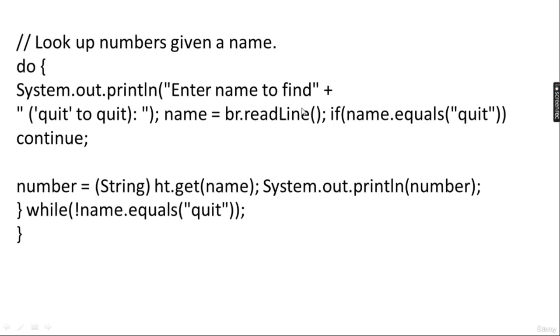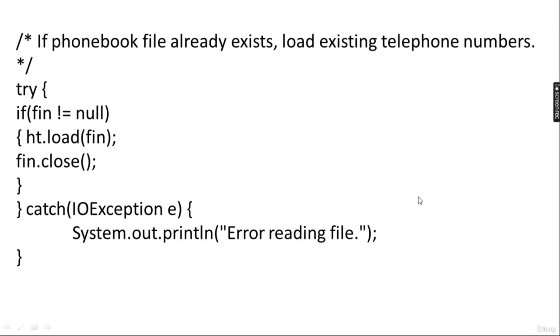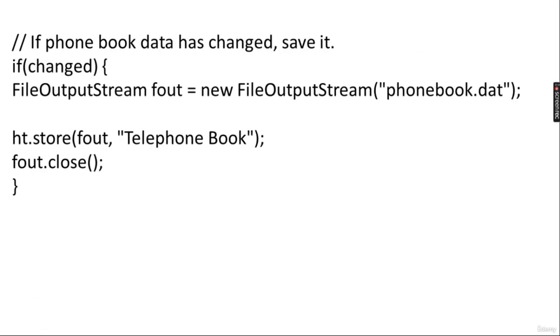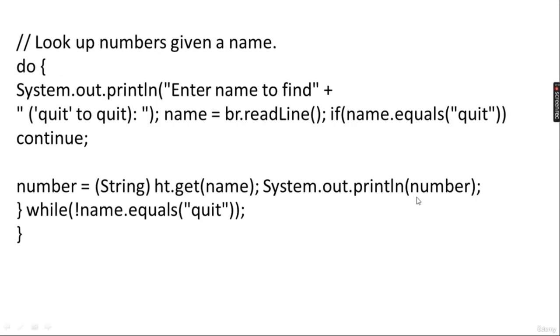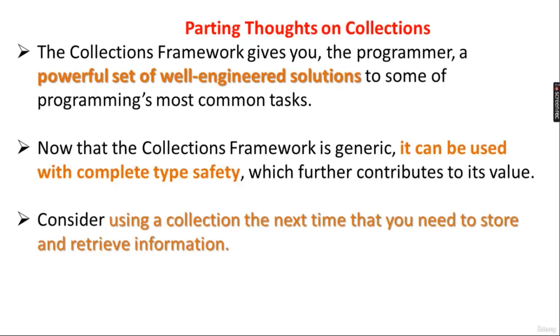Now enter a name to find. So the name will be entered by the user. If name equals quit, continue. Then number is equal to, if name is not equal to quit, it will get the name from your ht properties object. That is the properties of this dat file. What is the name of the dat file? The phonebook.dat file. And then it will print the number of that particular person. It will run until the name is equal to quit.